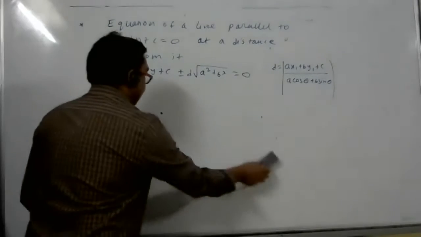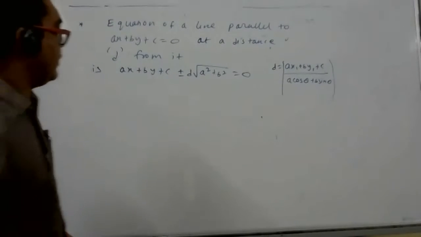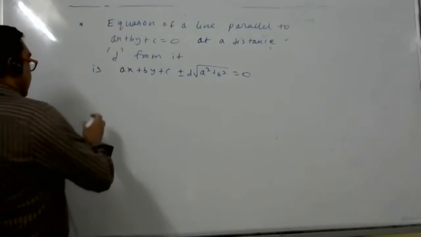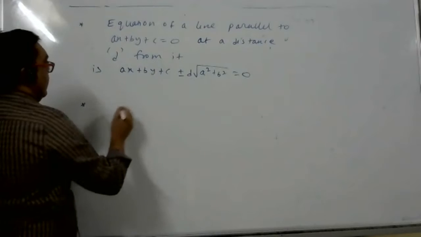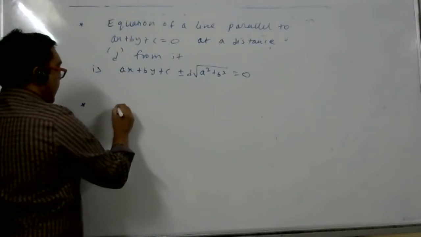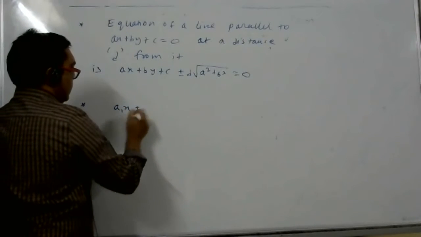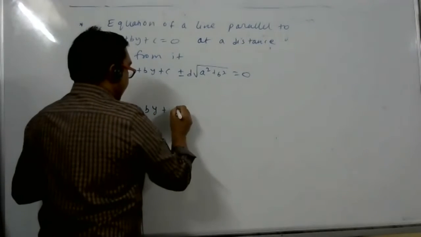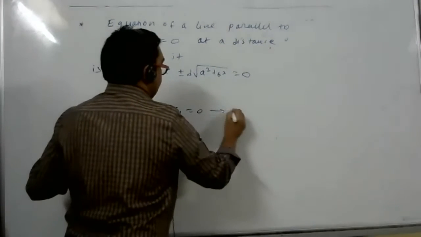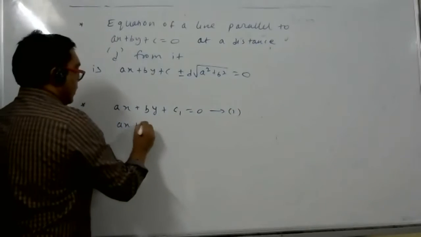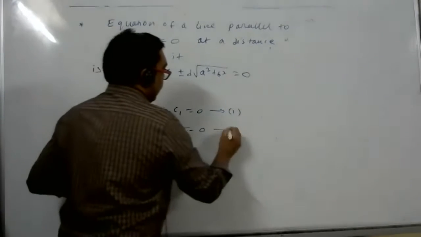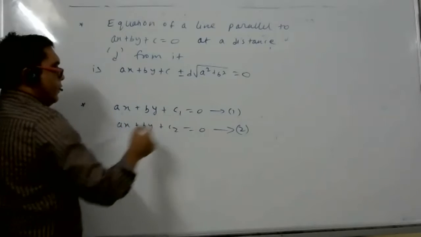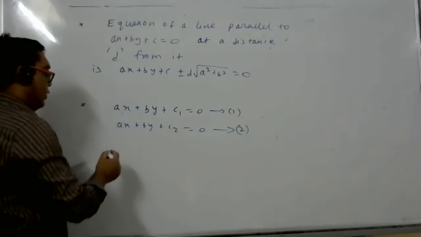Write down the last result. This is the previous result. After this chapter, what will we be doing? A1x plus B1y plus C1 is 0. AX plus BY plus C1 is 0, this is the first line. AX plus BY plus C2 is 0, the second line.